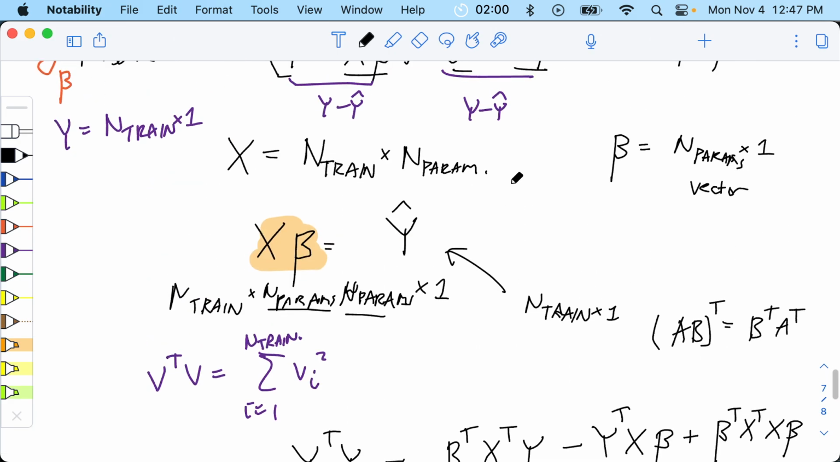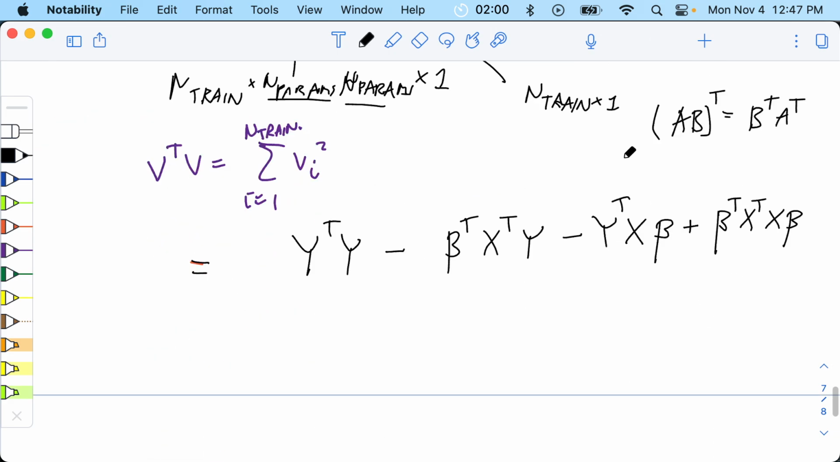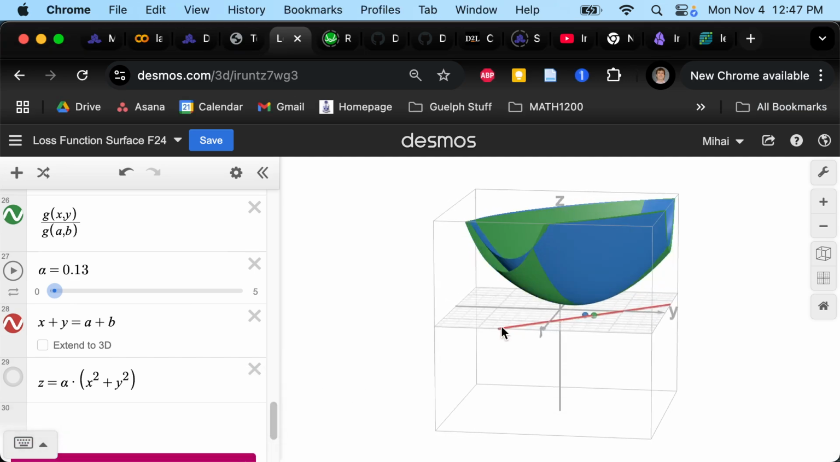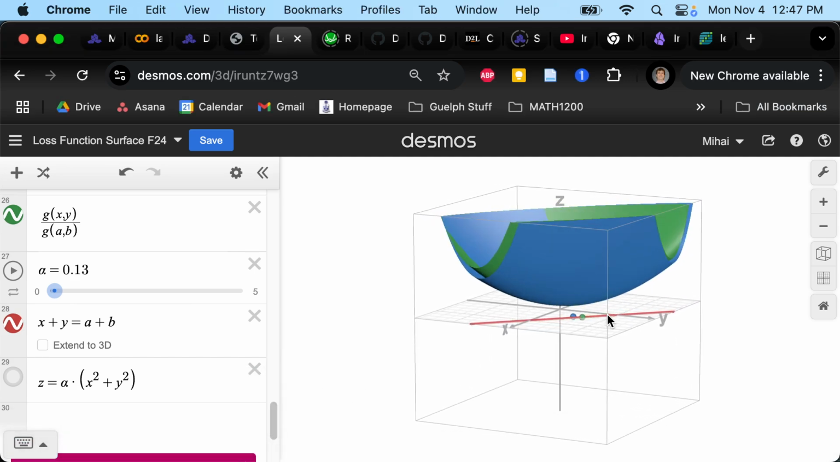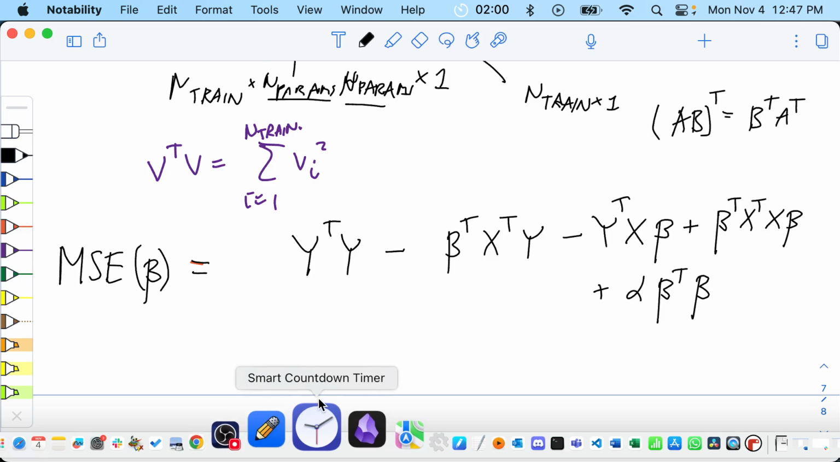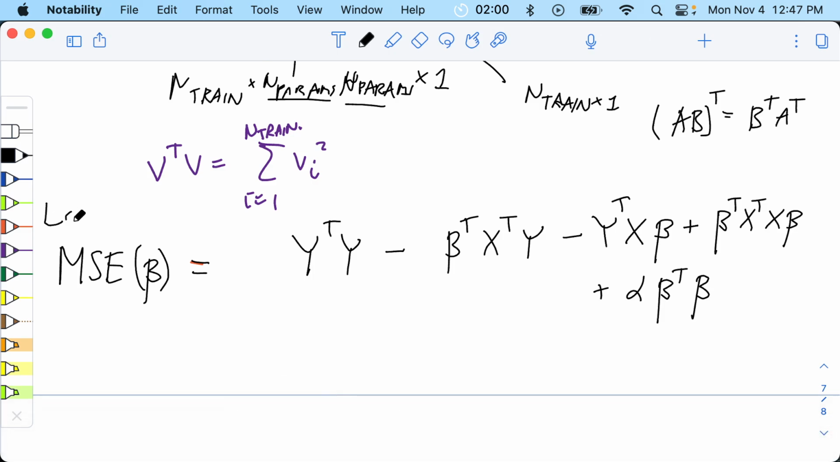Okay. And then I have the term alpha times beta transpose beta. So that's the mean squared error, and it's a function of beta. This is exactly what I was plotting in 3D space. This is the function of the mean squared error as a function of x and y. That thing in the z-axis in 3D is exactly the mean squared error. Sometimes people call this the loss surface, or the loss function.